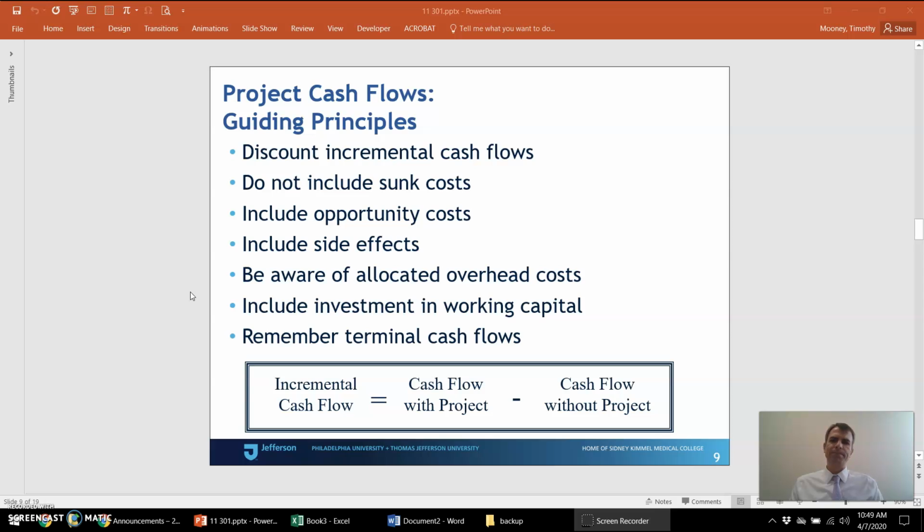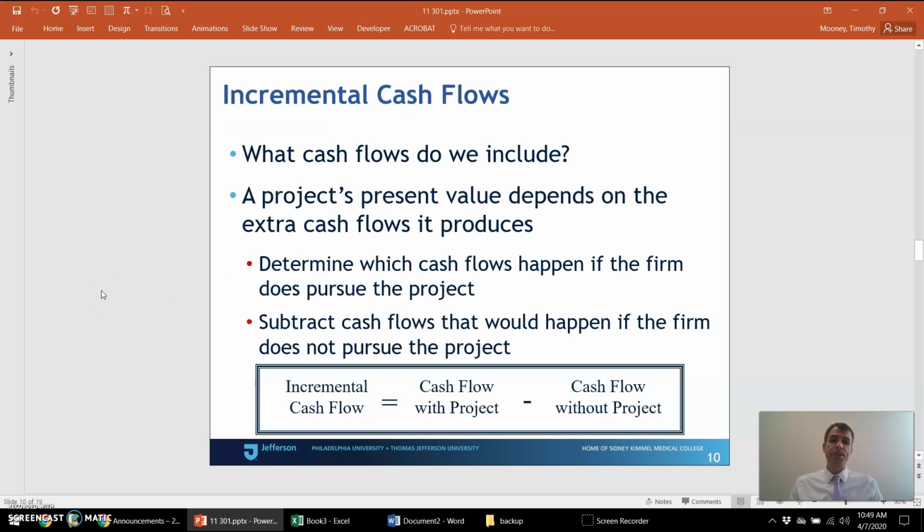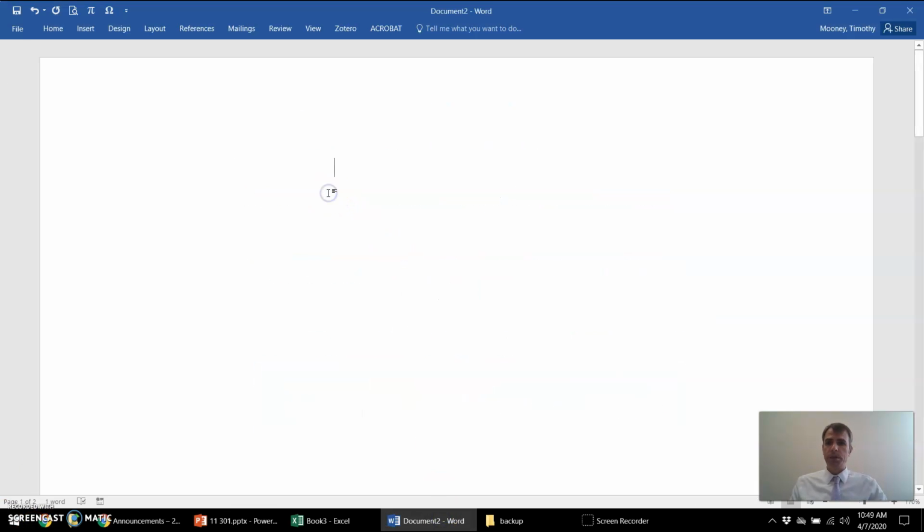So let's discuss that. An incremental cash flow is one that happens if and only if a project occurs, right? So if we do a project, the cash flow happens. If we don't do a project, the cash flow doesn't happen. And let me show you what I mean with an example from one of my first jobs ever, actually. I was a pizza maker, and this is a pizza oven example.